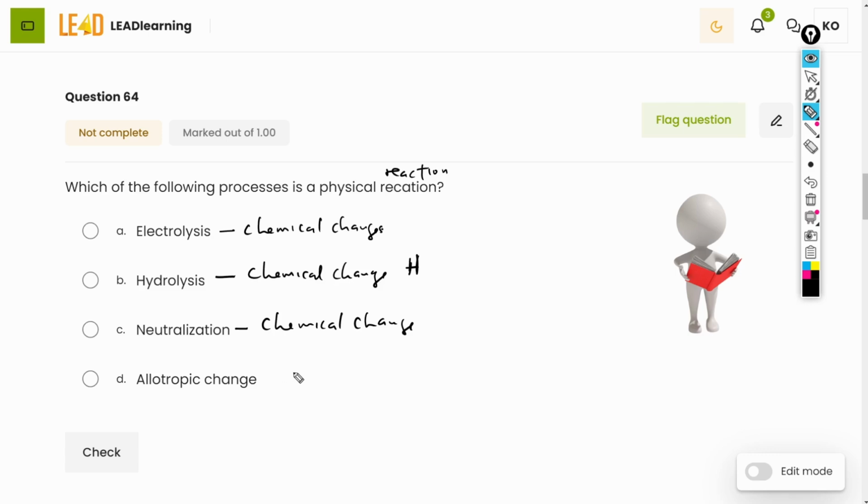Allotropic change is simply a change of state. The same element changes form. So for example, coke can be heated at high pressure to get graphite. Wood can be heated to get, let me use the example, sugar charcoal.